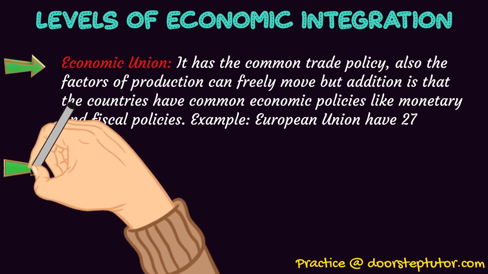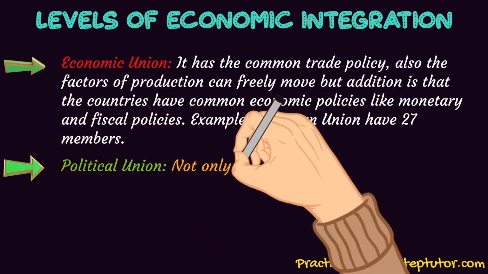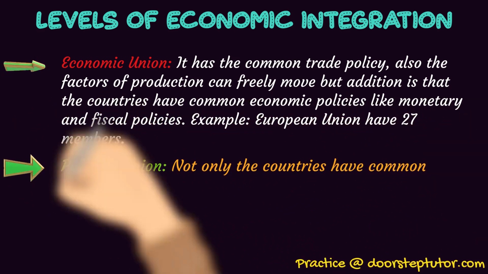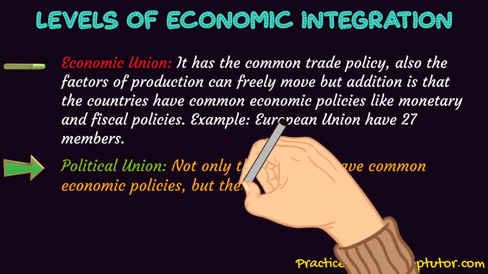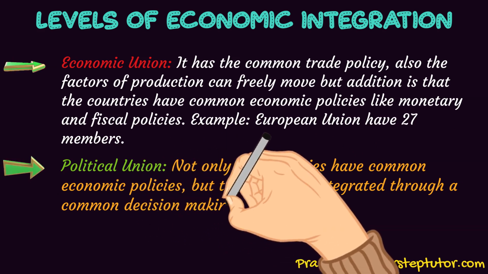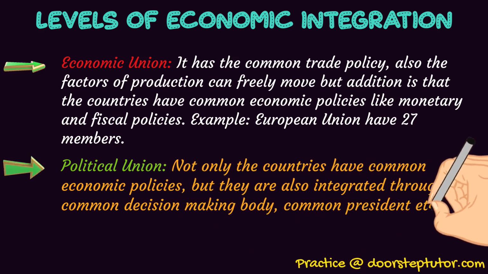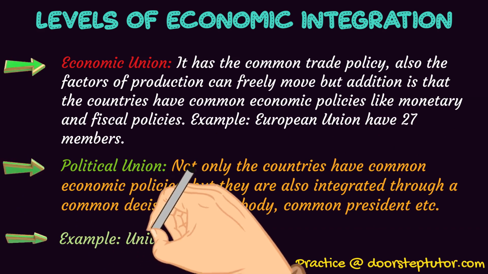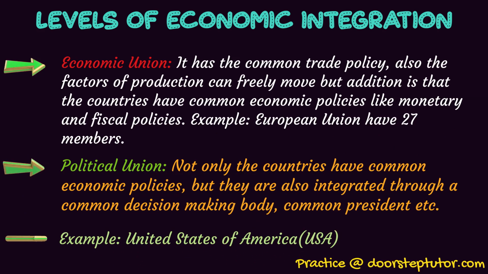Now the last one is the political union. Not only do the countries have common economic policies, but they are also integrated into a common system, a common decision making body. There's a common president. We know the example of the United States of America, right?